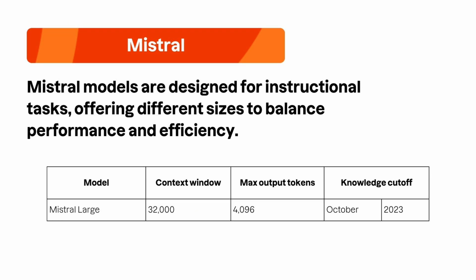The Mistral models are designed for instructional tasks, offering different sizes to balance performance and efficiency, and a large portion of their training data is from other languages. Mistral Large has a context window of 32,000 tokens and a max output of 4,096 tokens, and its knowledge cutoff is around October of 2023.